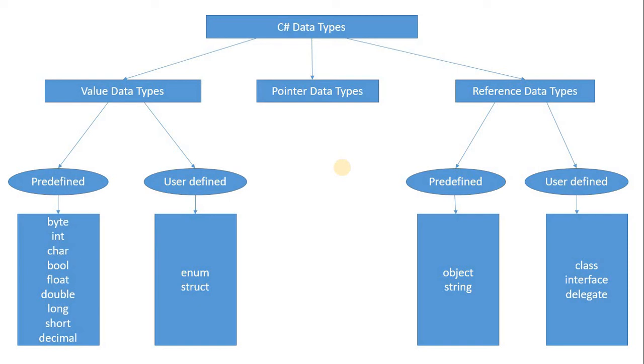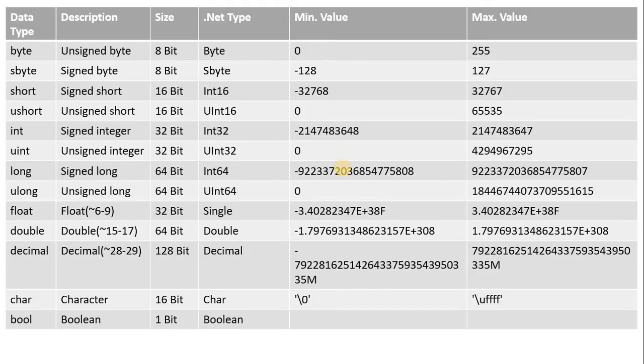For this video, we will learn about the value data types. So here we have different data types and their corresponding description. We can see byte, also known as unsigned byte. The size required is 8 bit, and byte is used as the .NET type. Its minimum value is 0 and the maximum value is 255.